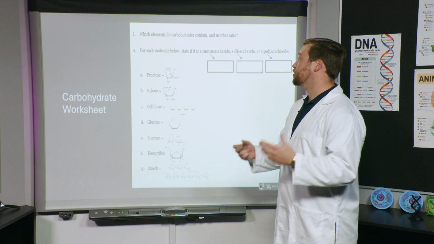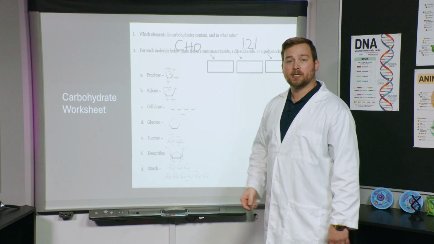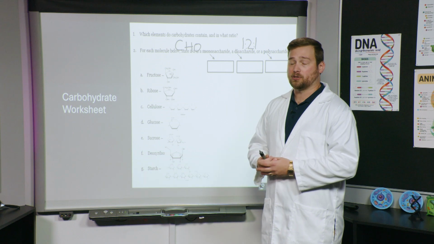Number 1 says, which elements do carbohydrates contain and in what ratio? What word do we really want to remember here? We really want to remember the word CHO, C-H-O, because carbohydrates are mostly made up of carbon, hydrogen, and oxygen. What's the ratio? It's 1 to 2 to 1. What this means is that there's always twice as many hydrogens as there are carbons or oxygens, and that's very similar to water. Water has twice as many hydrogens as it does oxygens, okay?